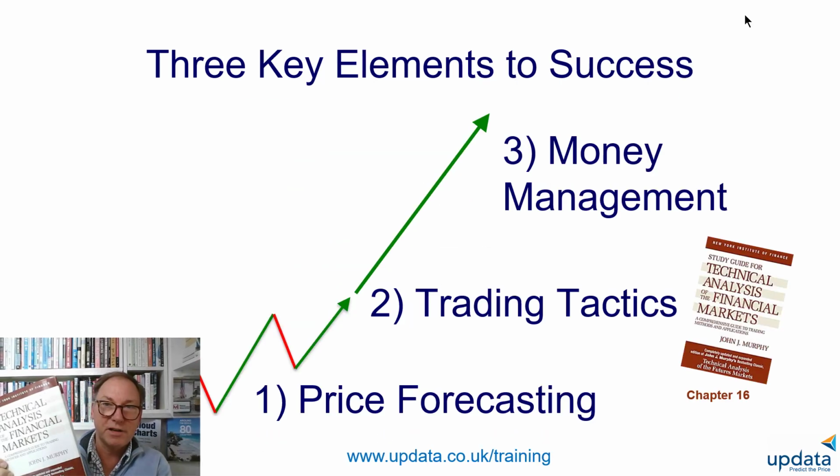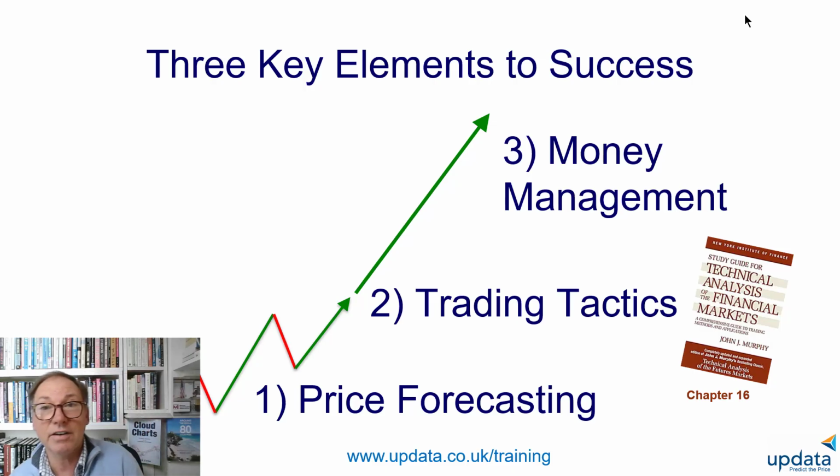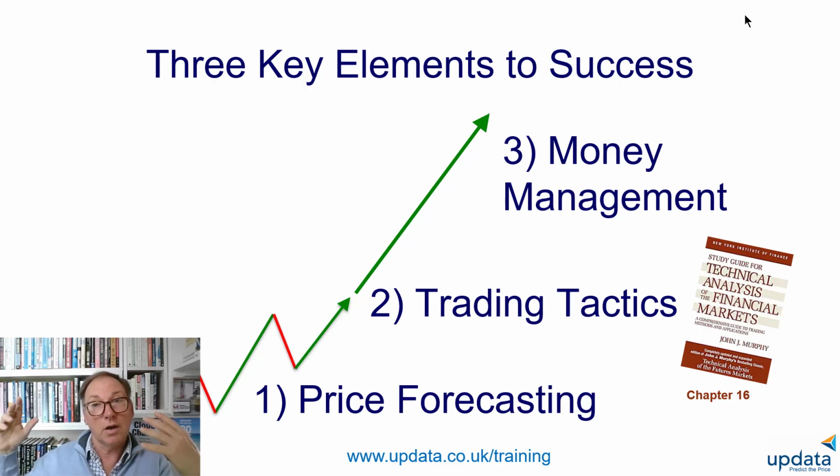So in Murphy's book, chapter 16 on money management, sadly John died a couple of months ago, a great man, really the father or the grandfather of technical analysis. This book is a masterpiece. You really do need to have it. It's been a big inspiration to a lot of my work. In his book, he talks about price forecasting, trading tactics, and money management. And the price forecasting is the bit that's really powerful in terms of using the targets.